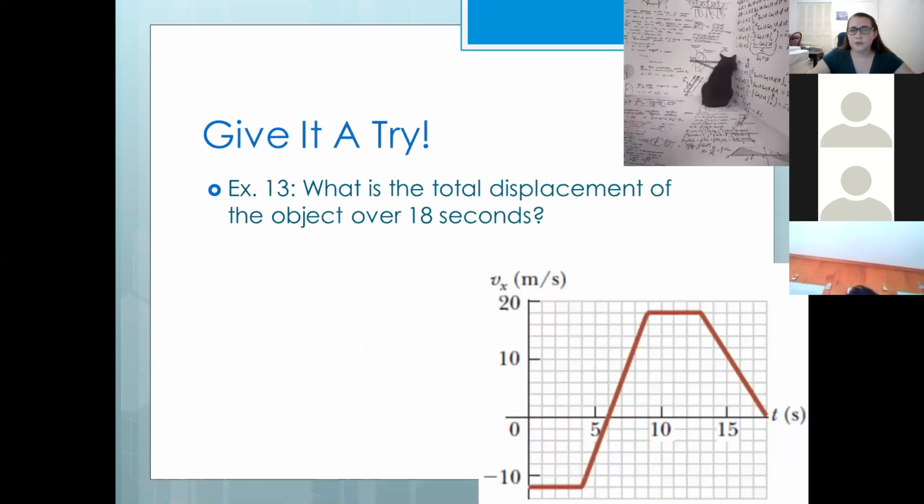So here's another one. I want you to give this a try, and this is going to be where we end today. So before you leave, I want you to give this example a try. What is the total displacement of the object over 18 seconds? So figure out, calculate those areas under the curve, and I'll give you a minute to do that. Find the total displacement, and we'll come back and go through that solution in just a minute.